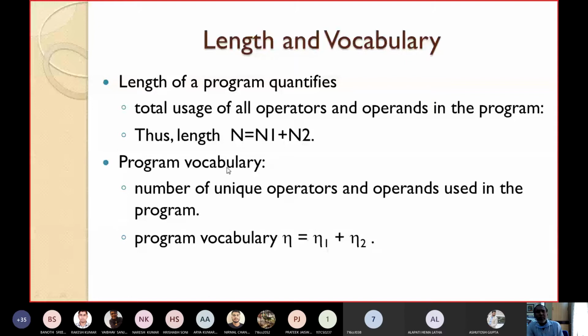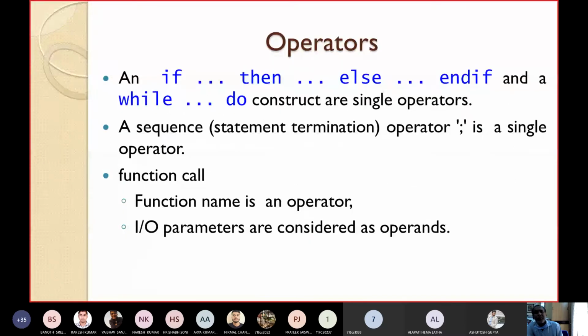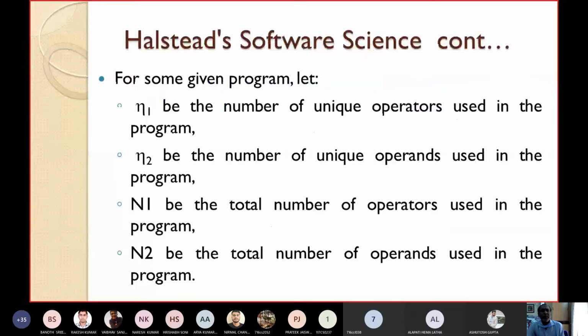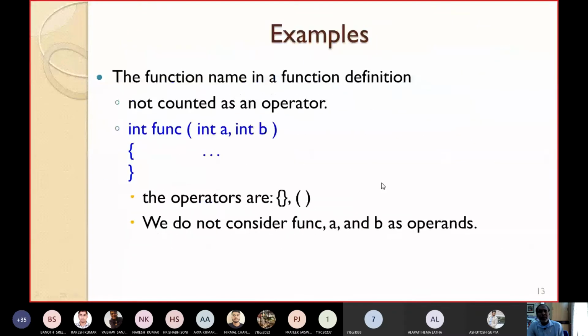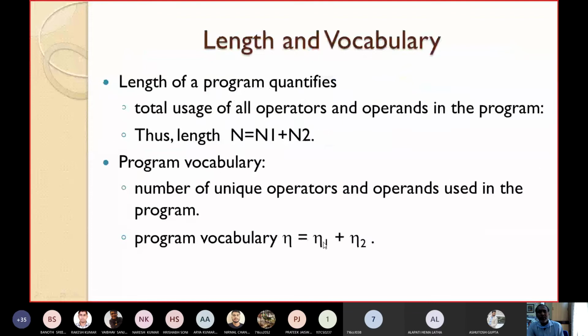What do you mean by program vocabulary? It means how many unique operators and unique operands are used. That will be the vocabulary, not the total operators and operands. How many unique operators and operands are used is known as program vocabulary. In our previous assumption, let eta 1 be the number of unique operators used in the program and eta 2 be the number of unique operands used in the program. So the program vocabulary will be written as eta, which is equal to eta 1 plus eta 2, where eta 1 is the number of unique operators and eta 2 is the number of unique operands.